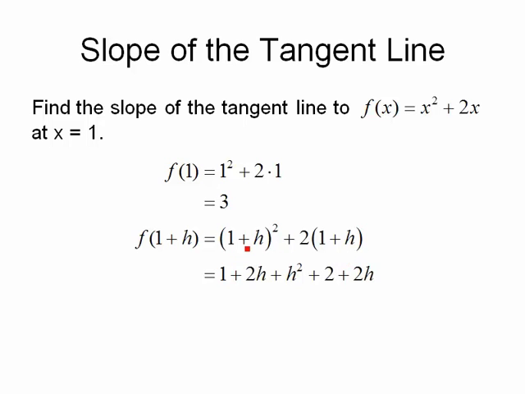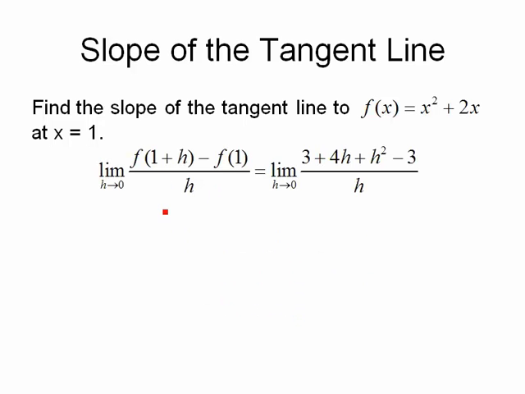So when we take 1 plus h times 1 plus h, we get 1 plus 2h plus h squared. 2 times 1 plus h gives us 2 plus 2h. I see some like terms here that we can combine together. So when we do that, we see the 1 and the 2 become 3, the 2h and the 2h become 4h, and the h squared comes along from the right because there wasn't a like term for that one.